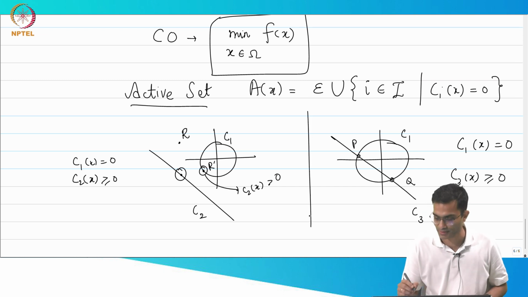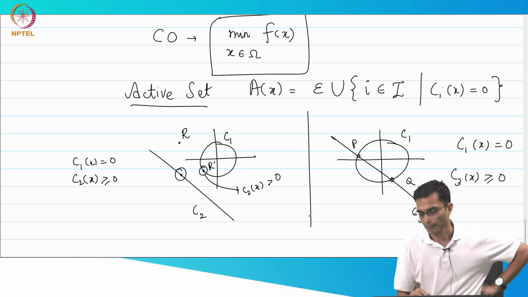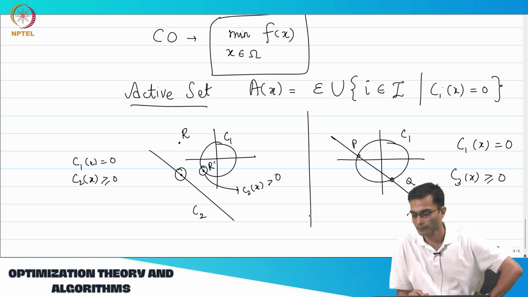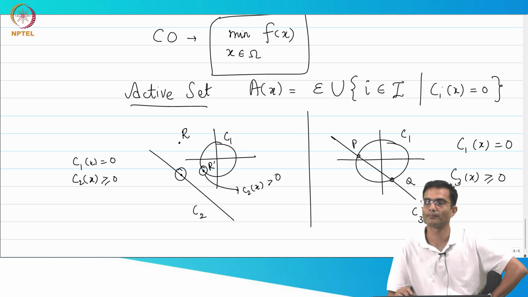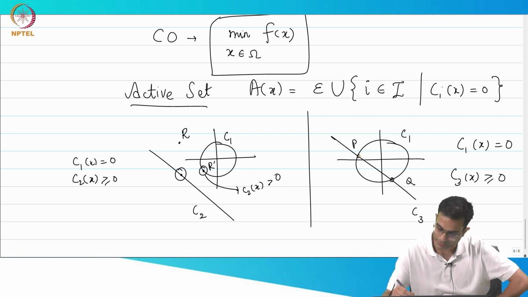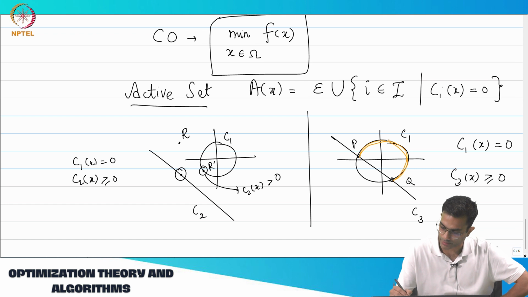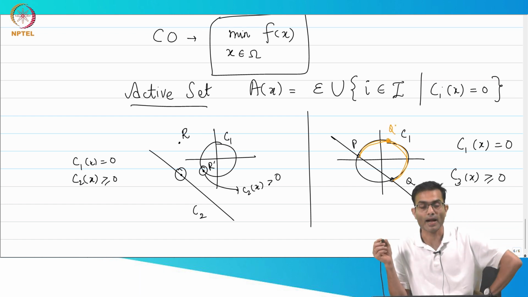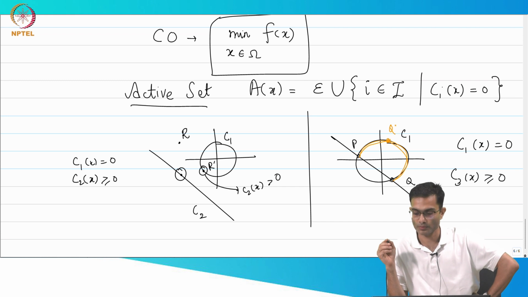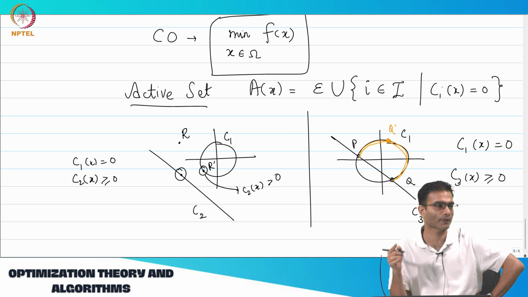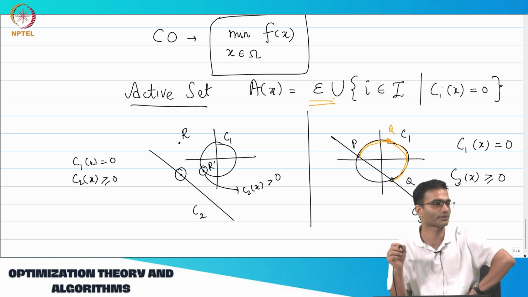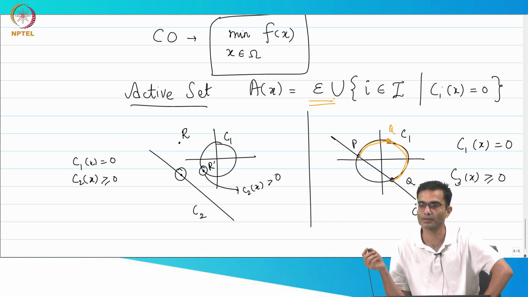That is the meaning of active set. Now on the other hand, let's look at the right hand side example. My constraint is C3x greater than or equal to 0 along with the previous one, C1x equal to 0. So what is the feasible set now? The larger arc of the circle, right? So this is the feasible set. Now let's call this point Q over here. At the point Q, what is the active set? Just C1. Because you can see the equality is always there by definition. The inequality is not included in this, because why?